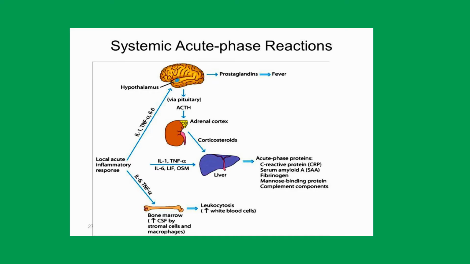This group will also stimulate your pituitary gland and then your adrenal cortex to produce your corticosteroids. Interleukin-6 again and TNF alpha can also act in your bone marrow by increasing your colony-stimulating factor by stromal cells and macrophages, and thus there would be a leukocytosis, or increase in white blood cells.